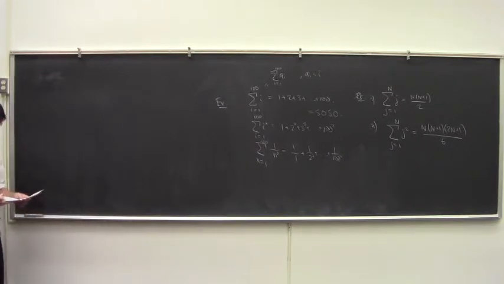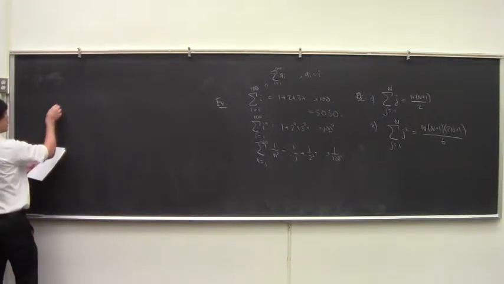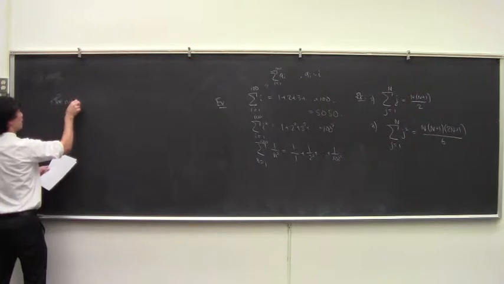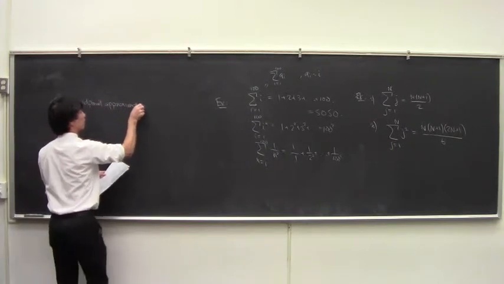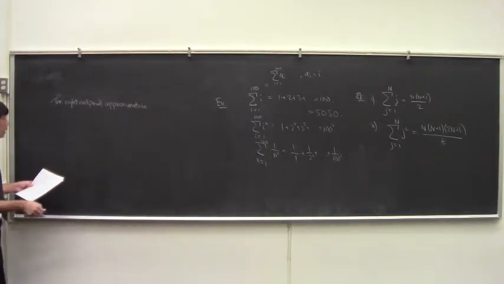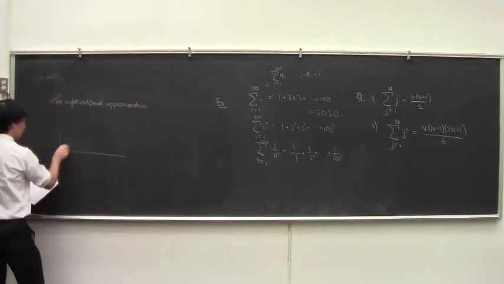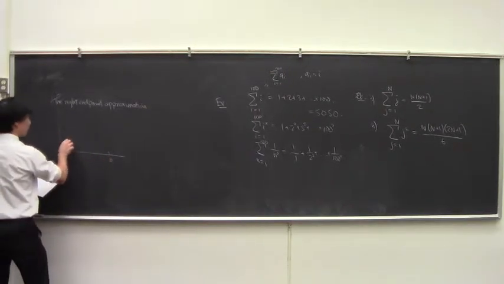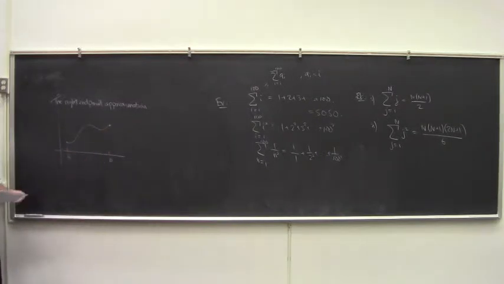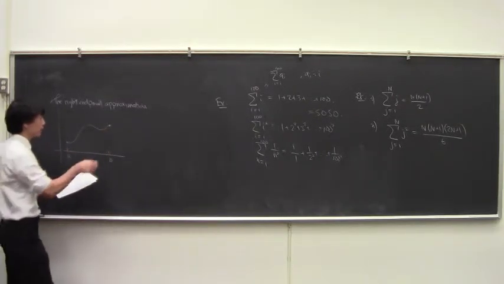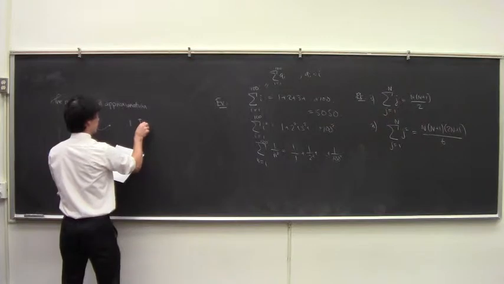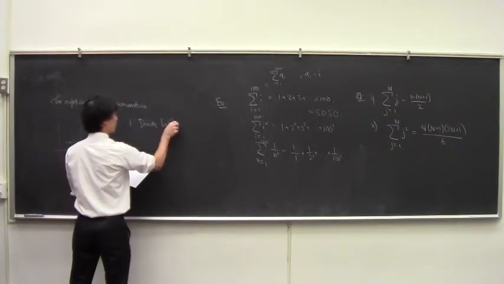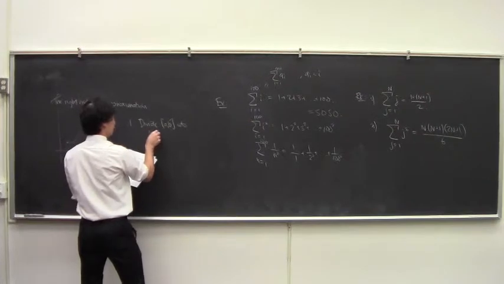Okay, so here's what we're going to do to try and figure out the area under a curve. We're going to use something called the right-endpoint approximation. Here's the idea. You start off with your curve. Somebody says, please find the area under this curve. And what you do is the following: you divide AB into n subintervals.